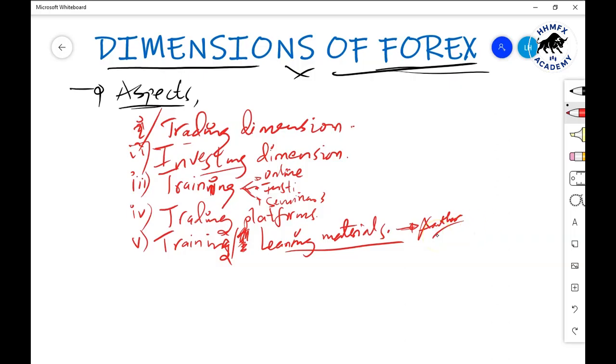And also we have the sixth aspect, another dimension of Forex. We have what are called the paying groups.